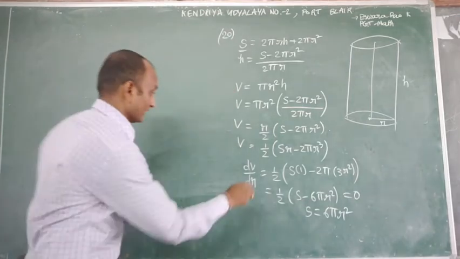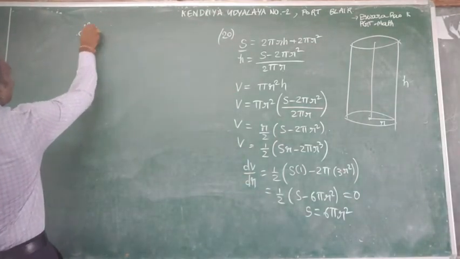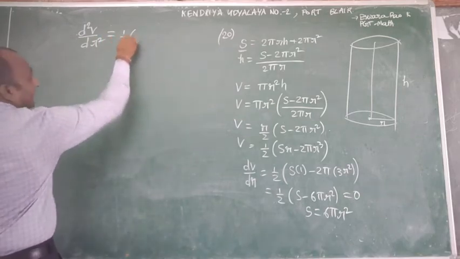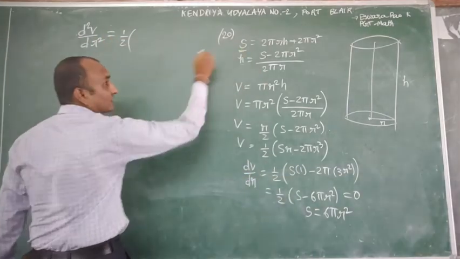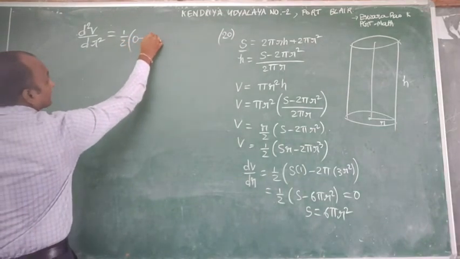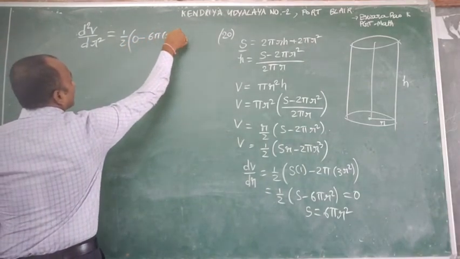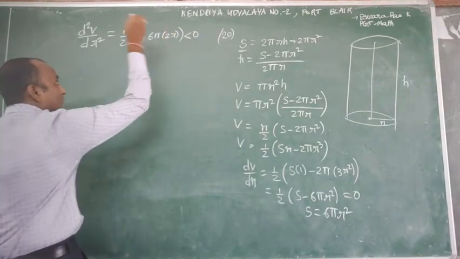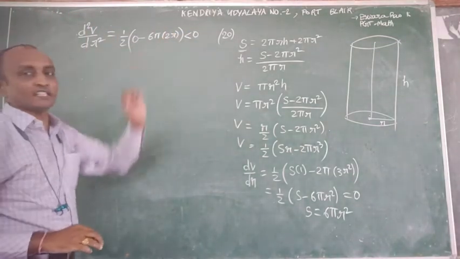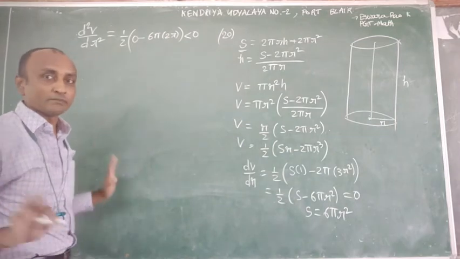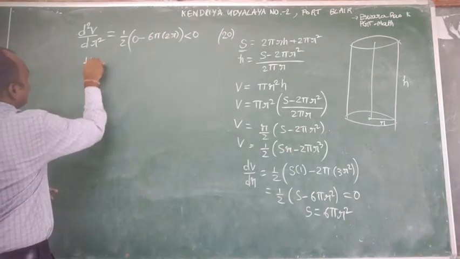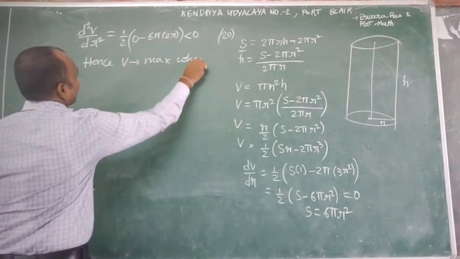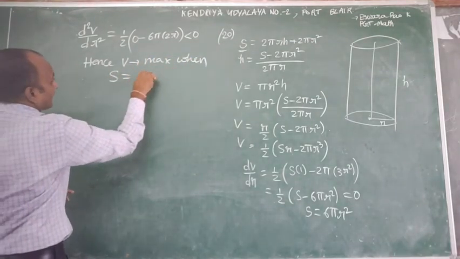Now the double derivative for this. d square V by dr square is equal to half into, S is the given quantity, that means S is constant, so 0, minus 6 pi into 2 r. The negative sign makes it negative, so it is less than 0. Whatever r you substitute, it is less than 0. So the volume is maximum. Hence V is maximum when S is equal to 6 pi r square.